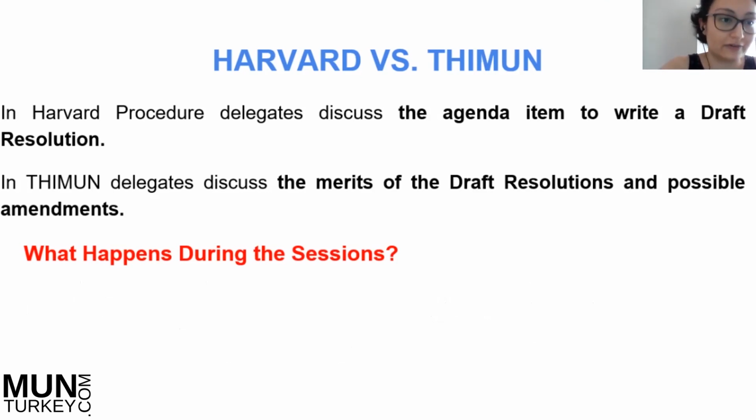So we have another difference. In Harvard procedure, delegates discuss the agenda item to write a draft resolution. In THIMUN, delegates discuss the merits of the draft resolutions and possible amendments. So this is very normal, as you can think of. Basically, since you start the conference by writing a draft resolution or maybe multiple draft resolutions, in the upcoming days of the conference, you present the written draft resolutions, you discuss them, and you propose amendments.